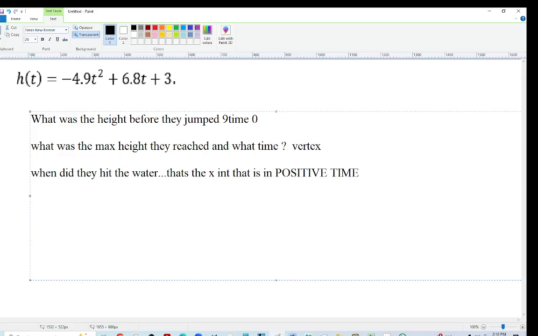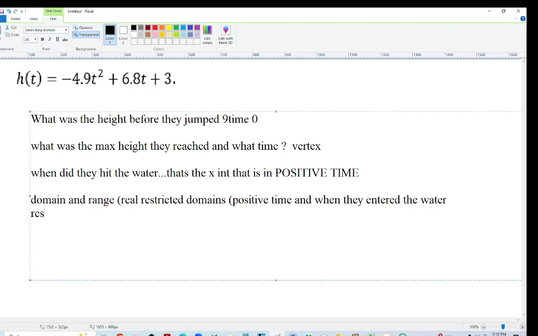Sometimes you get questions where a dolphin jumps out of the water and into the water, and they want to know, when did they jump out? When did they jump in? And usually that's a sine curve question. And then they'll ask this, domain and range, because they have real restricted domains, positive time, and when they entered the water, and restricted range, 0 to the y value of the vertex. In other words, the max height from 0, the water, to max height.